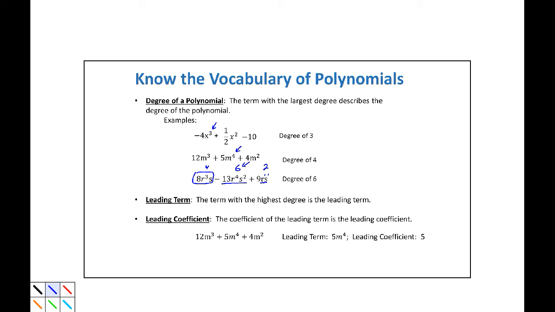Now the leading term is the term with the highest degree. And then the leading coefficient is the coefficient of the leading term. That is the leading coefficient. 12m cubed plus 5m to the fourth plus 4m squared has a leading term of 5m to the fourth because, as we said, that had the highest exponent, and the coefficient of that is 5, meaning the leading coefficient of that polynomial is 5.